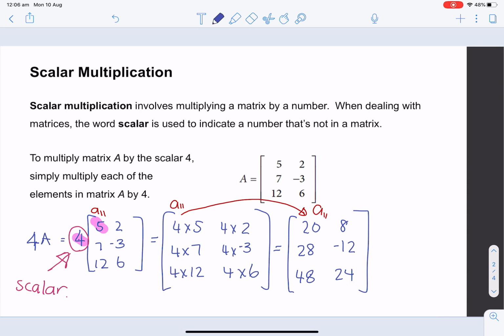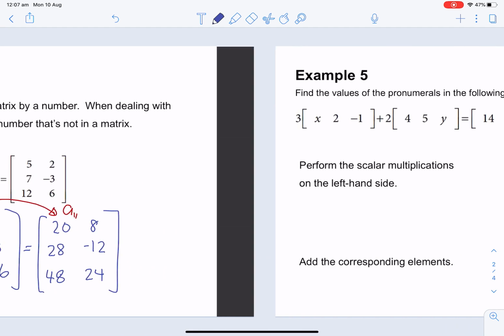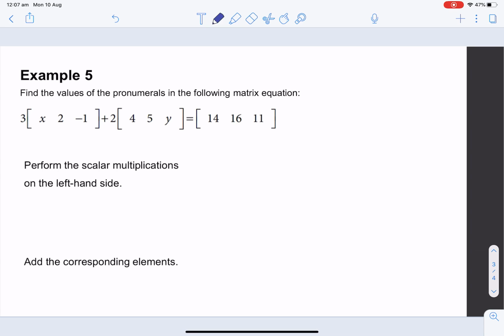So, if A equals 5, 2, 7, -3, 12 and 6, 4A is equal to 20, 8, 28, -12, 48 and 24. So I've taken each of the elements and multiplied them by 4 because that's what my scalar was. All right, next slide. So this is a pretty quick video today, just to run through how to solve scalar problems.